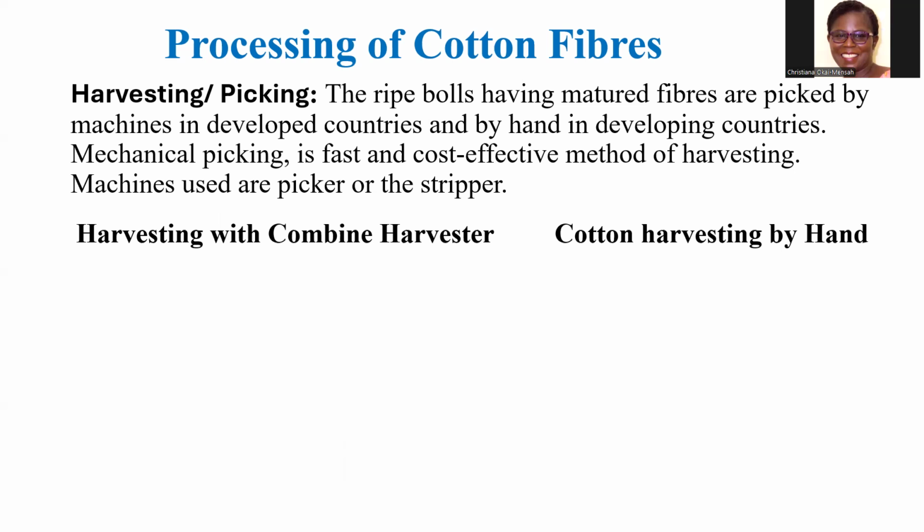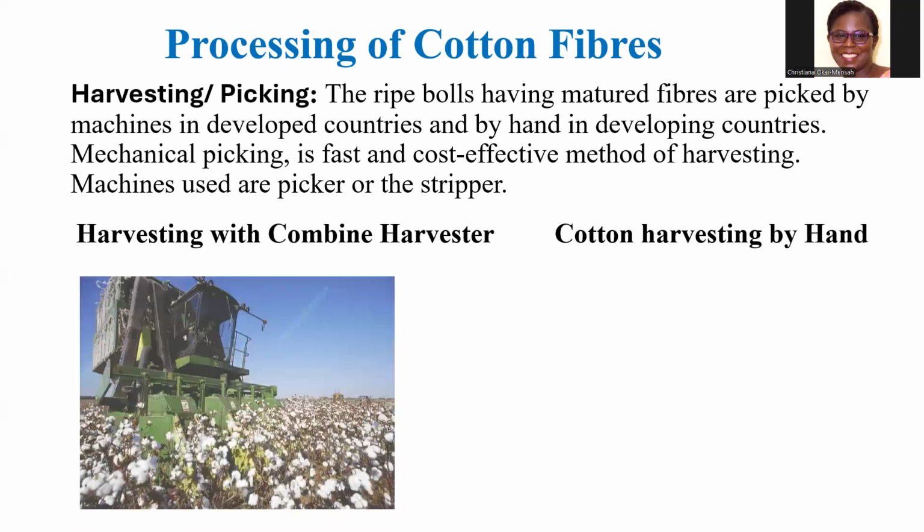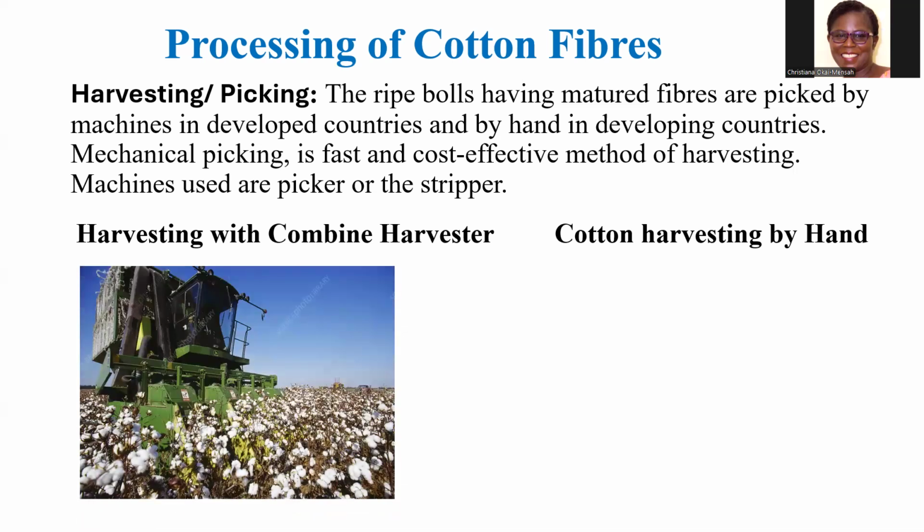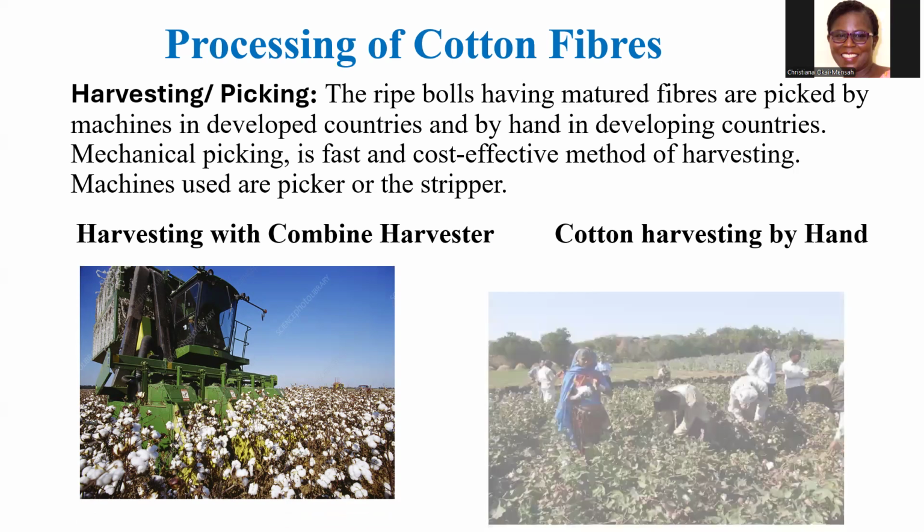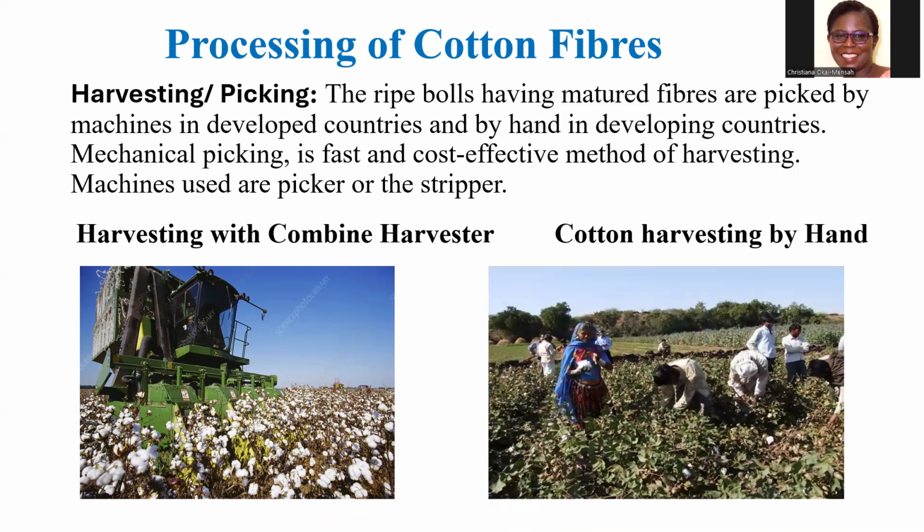Mechanical picking is very fast. That is using machines, and it is a cost-effective method of harvesting. The machines used are called picker or stripper. So this is one of the machines, a combine harvester. Then we have the hand one. Here we are using our hands as a machine to pick. When you use your hands to pick, it's very neat as compared to the combine harvester that picks both the fibers and the leaves.